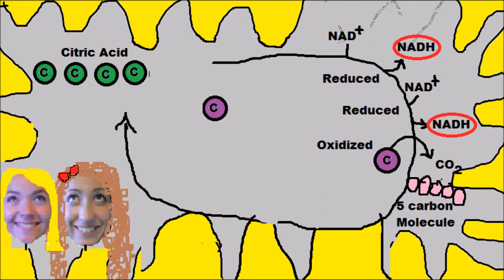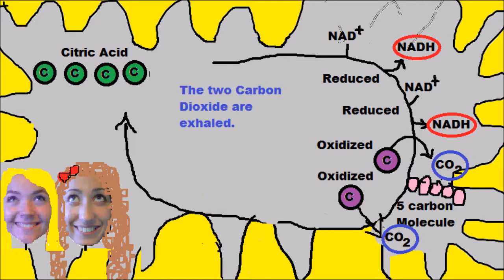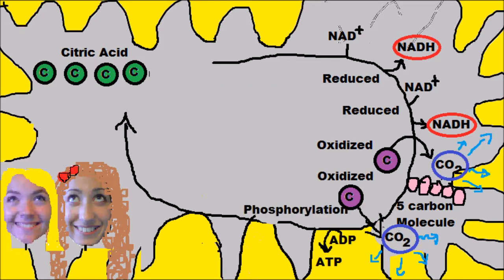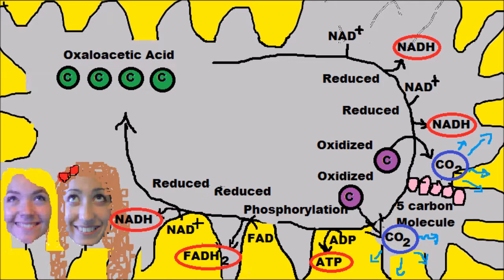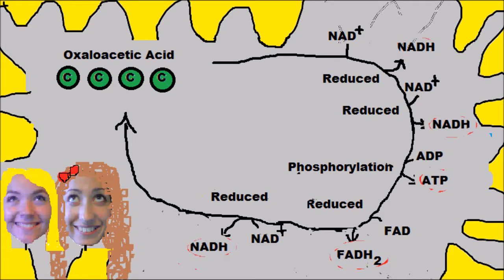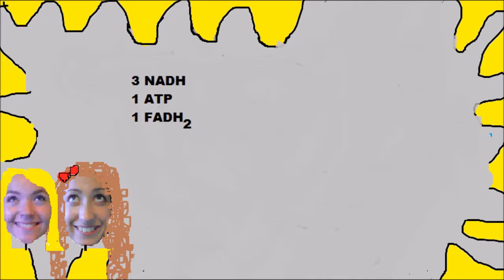Now we enter the third step of the Kreb cycle. In this step, another carbon gets oxidized to make CO2, which gets exhaled. An ADP becomes ATP through a process called phosphorylation. FAD gets reduced to become FADH2, and NAD+ gets reduced to become NADH. The products of the Kreb cycle are circled in red. The Kreb cycle produces 3 NADH, 1 ATP, and 1 FADH2.